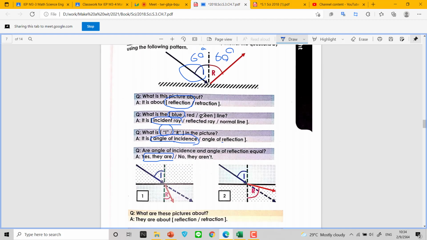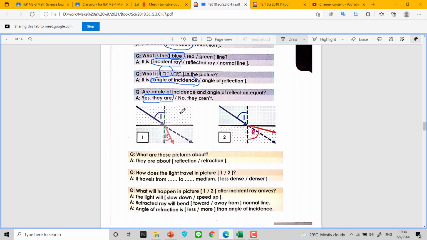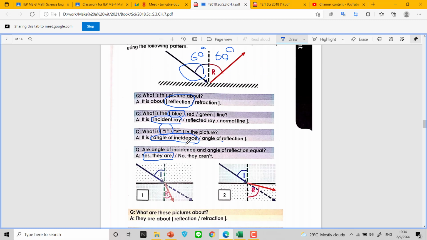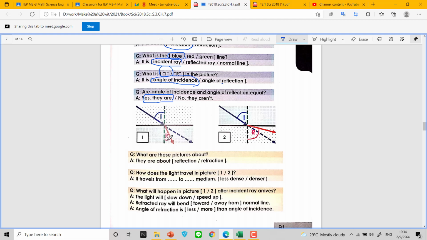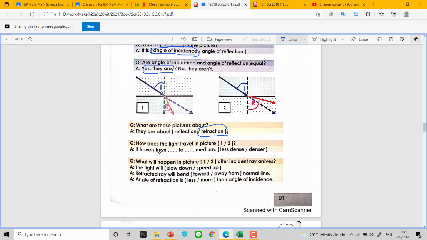Student, this one is about reflection. The first part is about reflection, and the next one is about refraction. What are these pictures about, student? Are they reflection or refraction? Refraction. Very good.